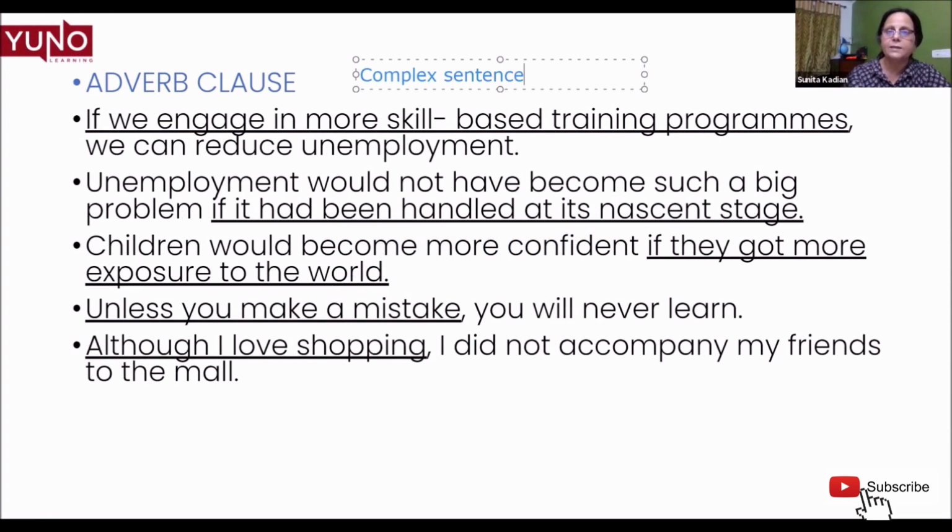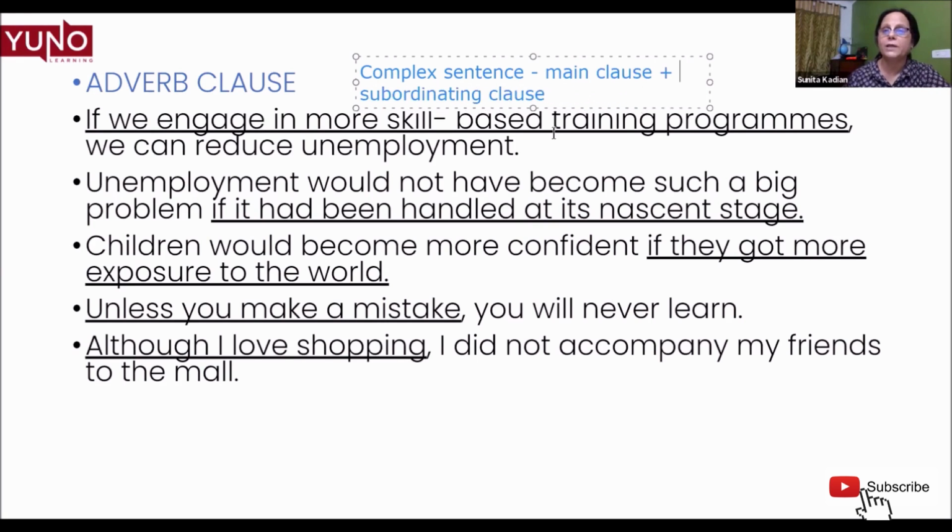In a complex sentence, you have a main clause, that's an independent one. It makes proper sense. And you have a subordinating clause. And the subordinating clause starts with what? Starts with a subordinating conjunction, right? On its own, it does not make complete sense. That's what it is. So if we engage in more skill-based training programs, we can reduce unemployment.